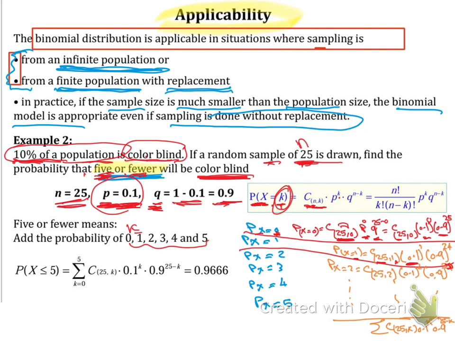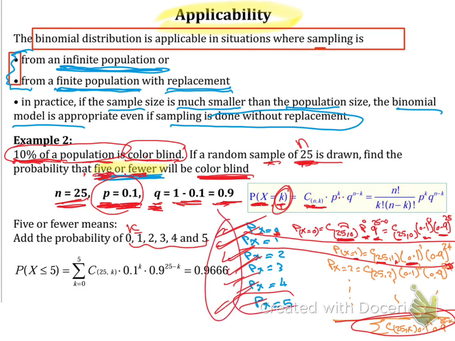Then after we get all the probabilities, you have to add them up, because he needs the probability of 5 or fewer. So these are fewer than 5, and this one is the 5 itself. So all of them are probabilities. So the probability of this happening plus the probability of this happening plus the probability of this happening, all of them having this much probability as a sum.